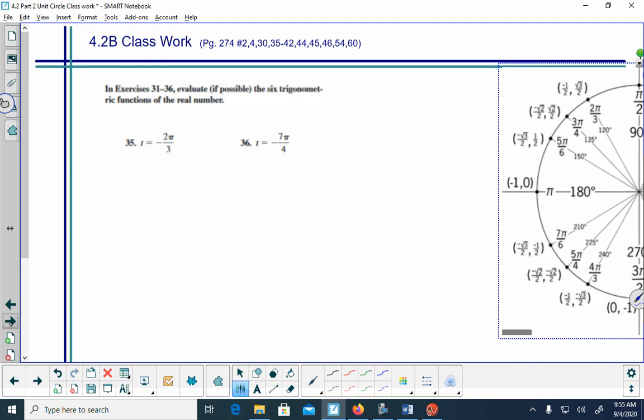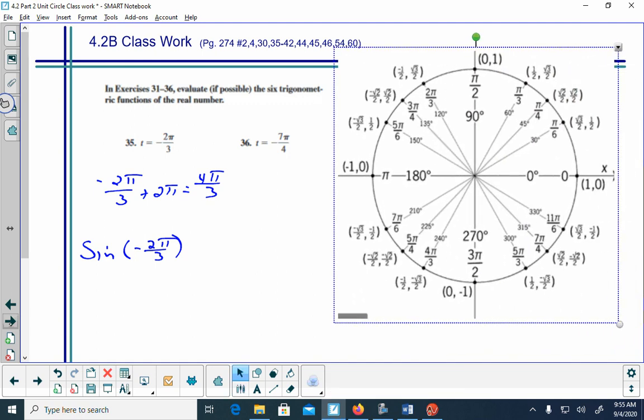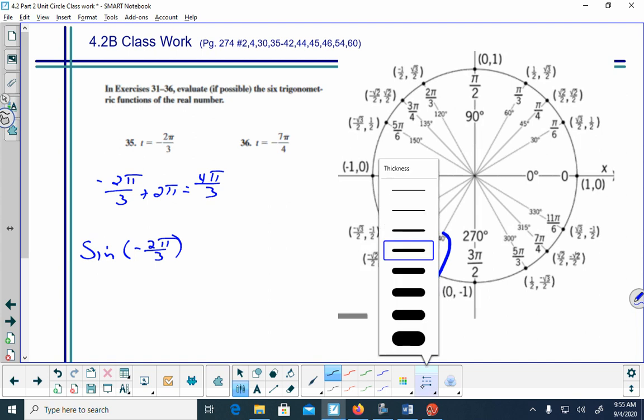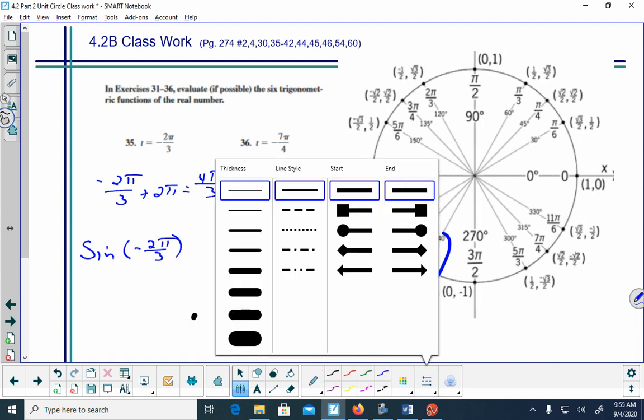Going on to the next one, it says evaluate, if possible, the 6 trig functions. So now I have -2 pi over 3. I'm going to take -2 pi over 3, put it on my unit circle, and add 2 pi. When I do that, I get 4 pi over 3. So to find the sine of -2 pi over 3, in order to do that, I am going to look on my unit circle at the coterminal angle, which is 4 pi over 3. So I am looking at this ordered pair right here for this particular problem. It's a coterminal angle, so it has the same value.